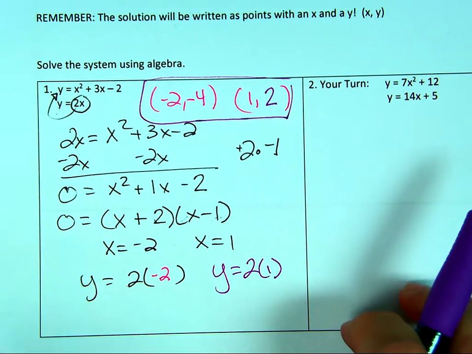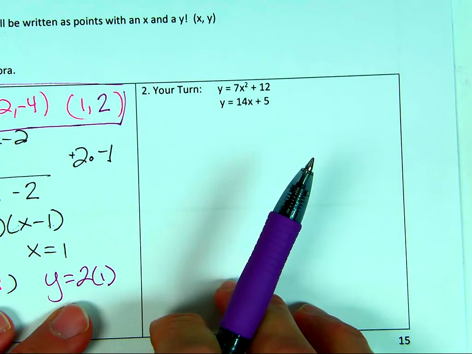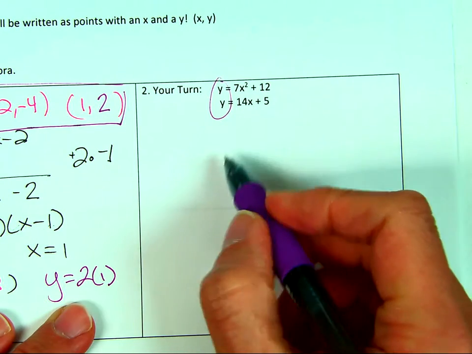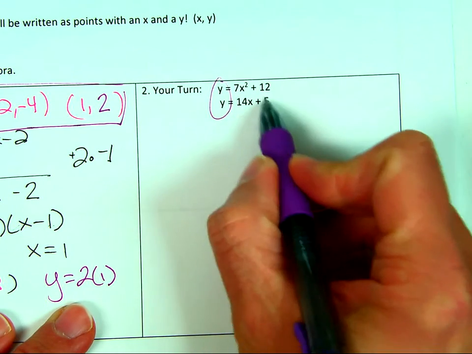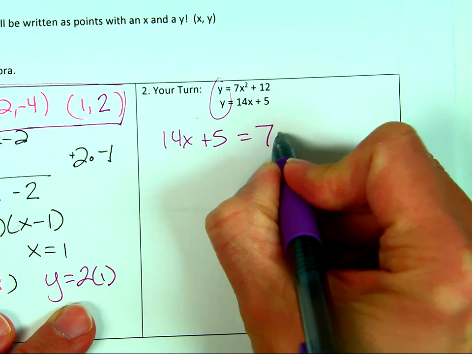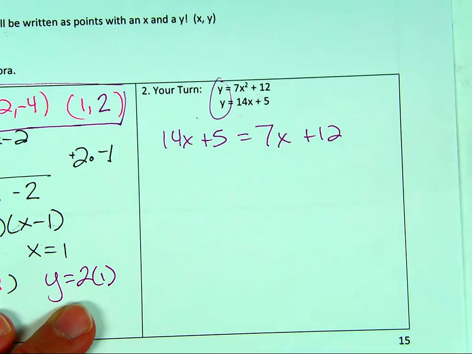Okay, so next one is this one. So again, do you see the y's? I know that both of those are equal to y, so I'm just going to substitute this in for that y. So I say 14x plus 5 equals 7x squared plus 12. I forgot my 7x squared. There we go. So it's a quadratic. I need to get it in standard form.